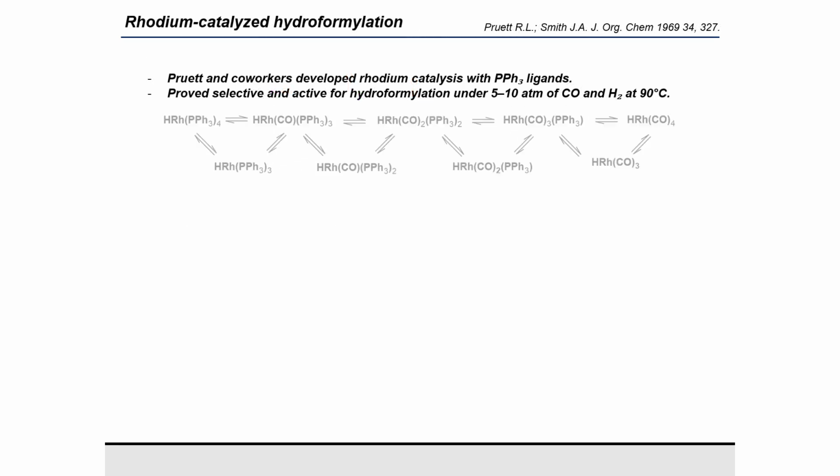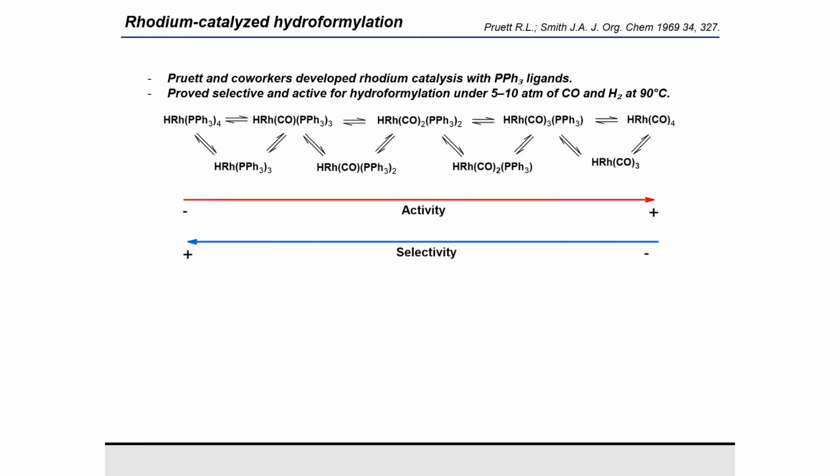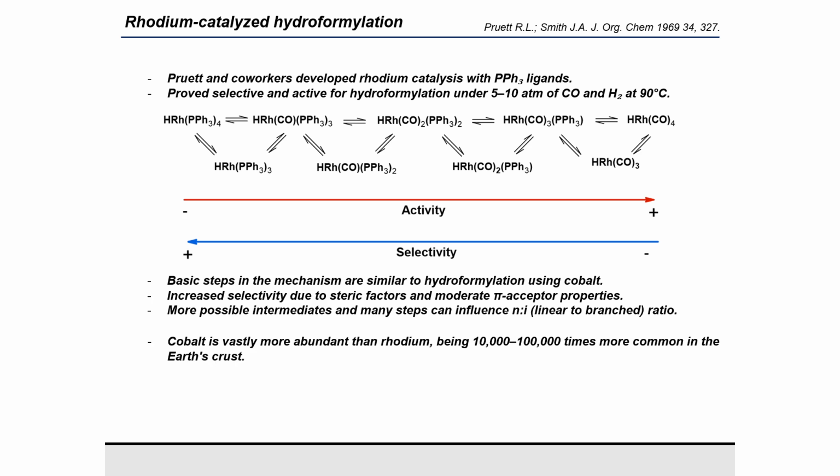So rhodium-catalyzed hydroformylation was also developed a while ago by Pruett and co-workers with triphenylphosphine ligands. This proved selective and active hydroformylation under 5-10 atmospheres of CO and hydrogen gas at 90 degrees Celsius. So these are milder conditions. However, as you increase the number of triphenylphosphine ligands in the catalyst, you can increase the selectivity, but also you will decrease the rate of reaction.